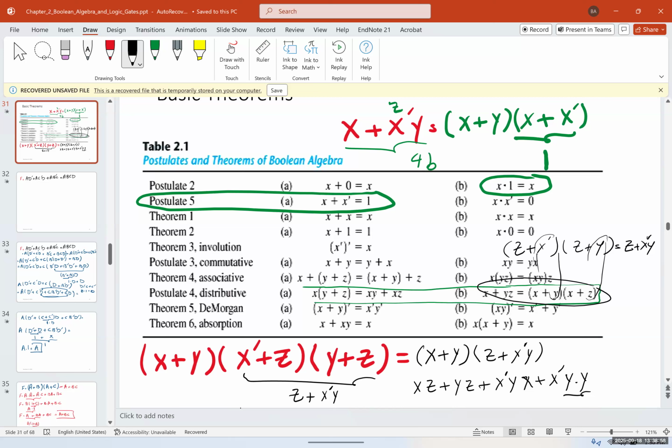Y and with y gives us what? Y. So this part is going to be x prime y. X and with x prime gives us what? 0. So this term would be 0. So we are left with xz plus yz plus x prime y. Can I simplify this further or not?